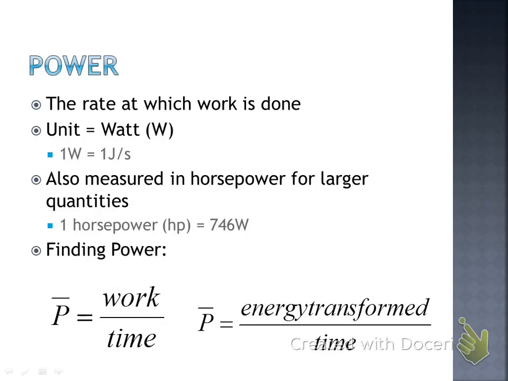And here's our equation for finding power. We're going to take work divided by the time that it took. So what should our time be measured in? In seconds. Right here it tells us it's joules per second, so we need it to be in seconds, otherwise we don't get a true watt.